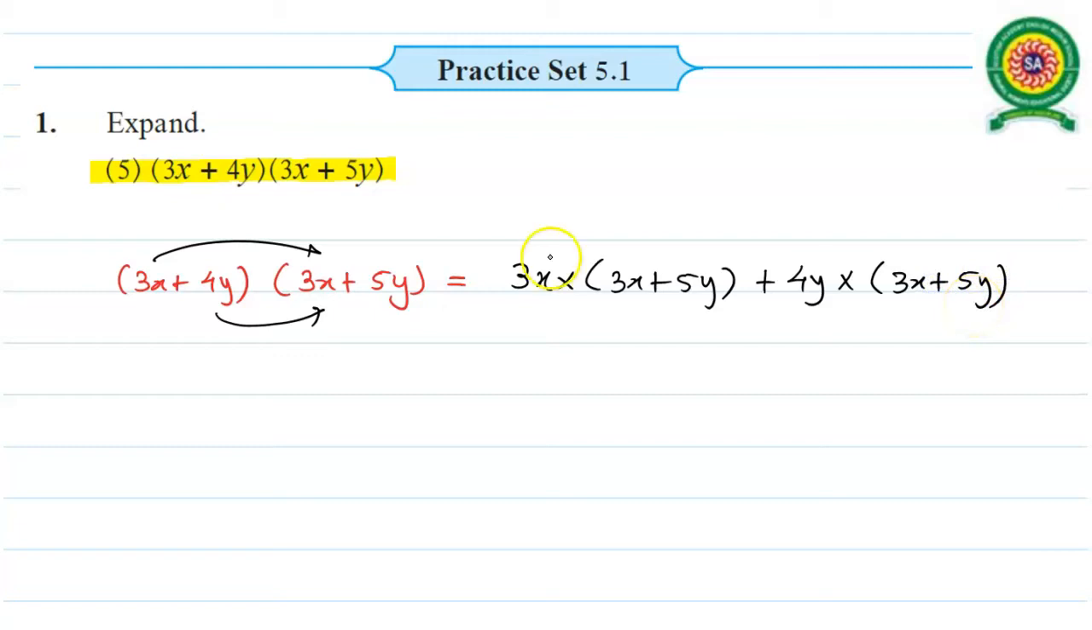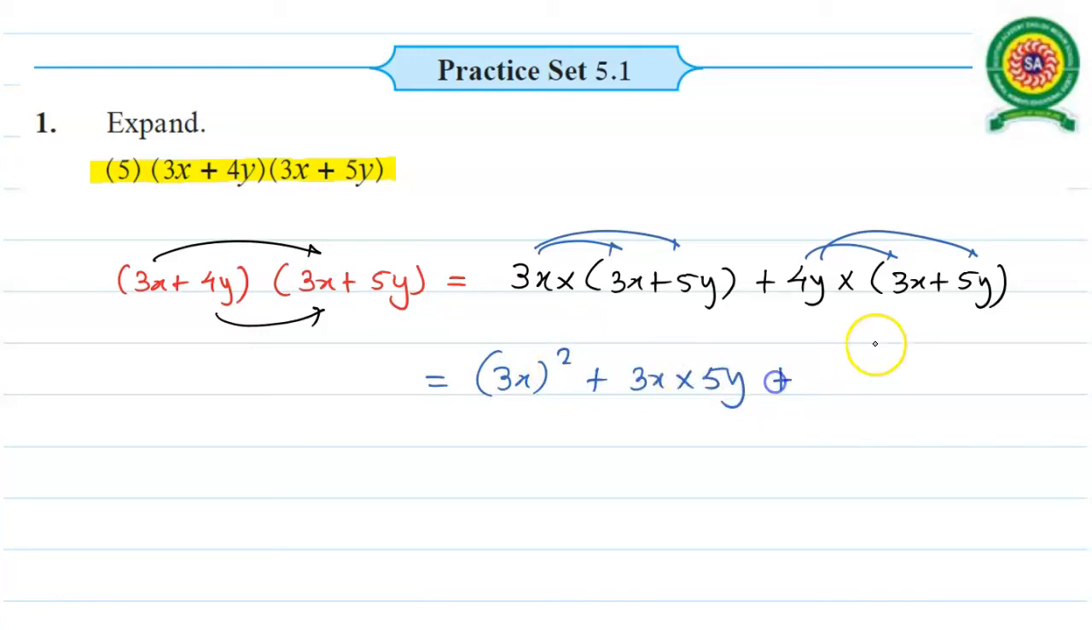Again try to distribute this 3x over the bracket and 4y over the bracket, so that we are getting 3x into 3x as a 3x square, plus 3x into 5y, plus 4y into 3x, plus 4y into 5y. So let us try to separate out the square.